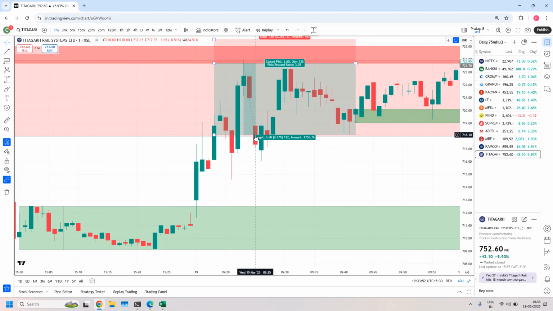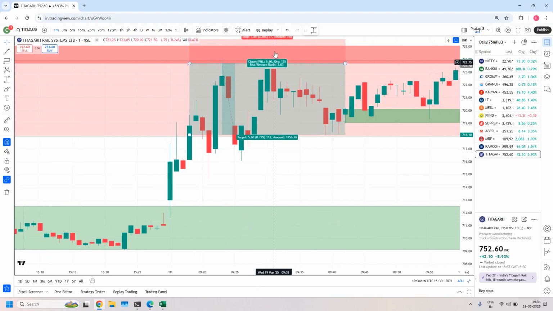That's the reason why I told you to look into the 1 minute chart. At the 9:23 candle you got the trade and at the 9:25 candle it got the target. So within 2 or maybe 3 minutes, including the trade you got, in just 3 minutes your trade is completed.